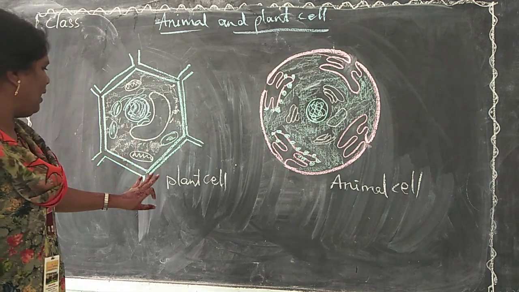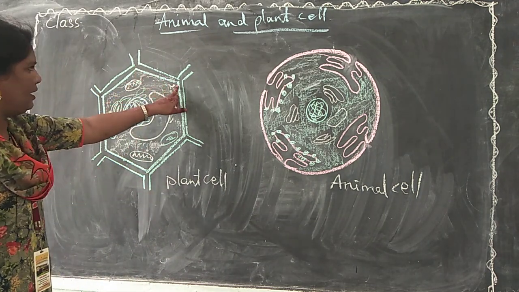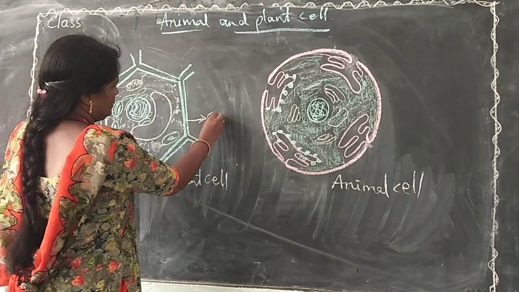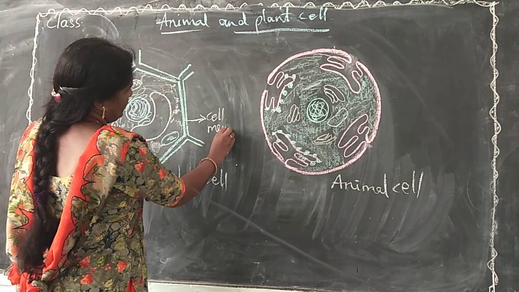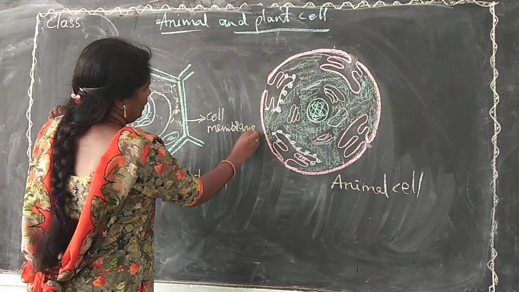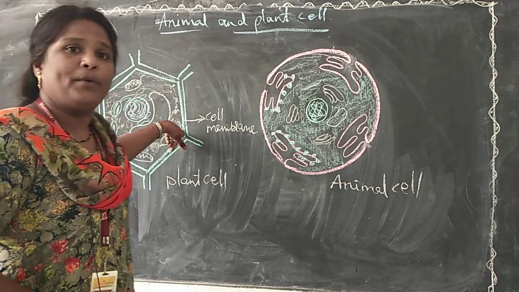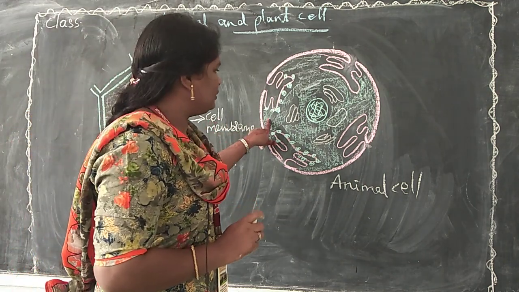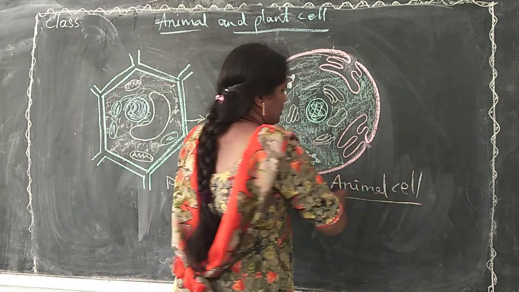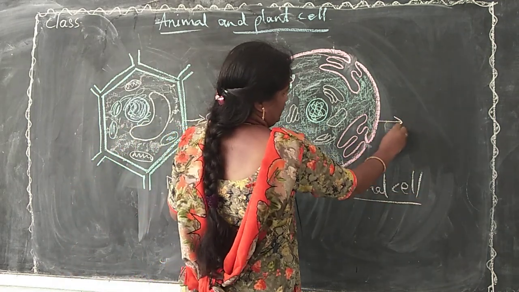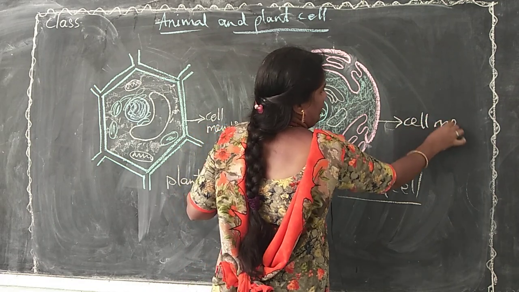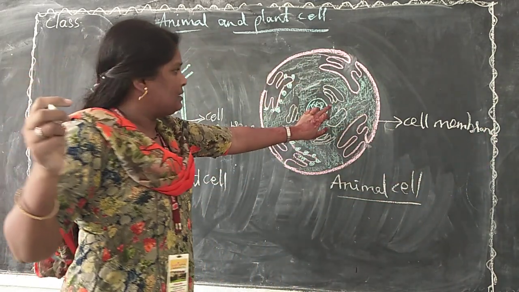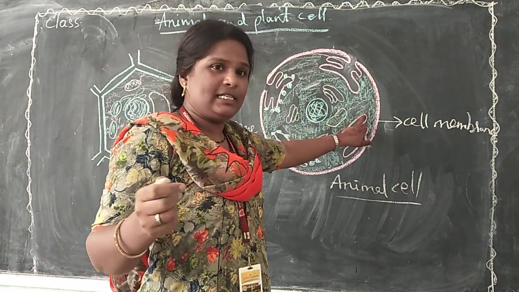Now here in the plant cell, this inner lining is the cell membrane. This cell membrane protects the cell. Here also in the animal cell, the membrane is present. The outermost layer of the cell is the cell membrane.